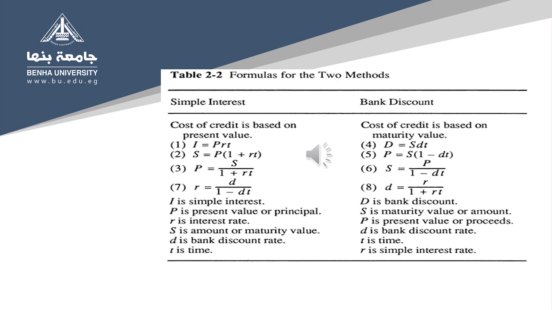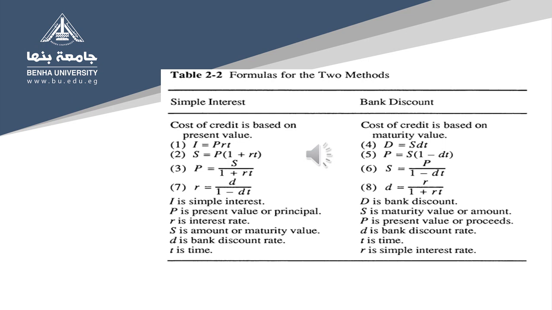Then we will go to the simple interest and bank discount comparison. R, the simple interest rate, and d, small d, the bank discount rate. Comparison between R and d. R equal d over 1 minus dT. And d equal R over 1 plus RT.